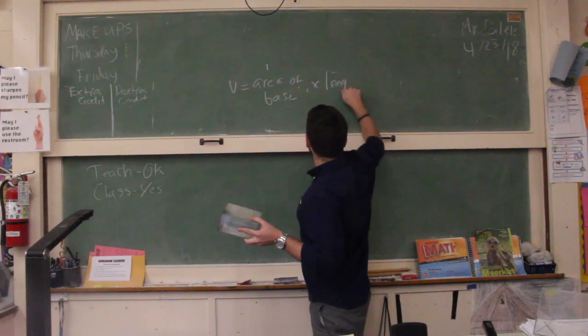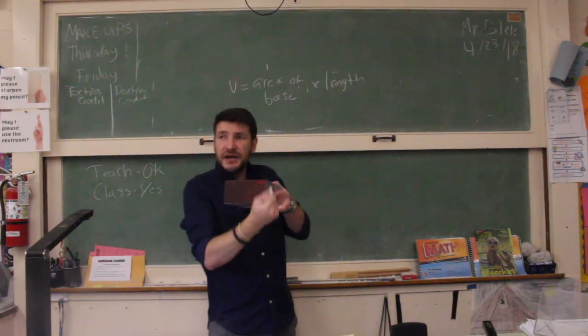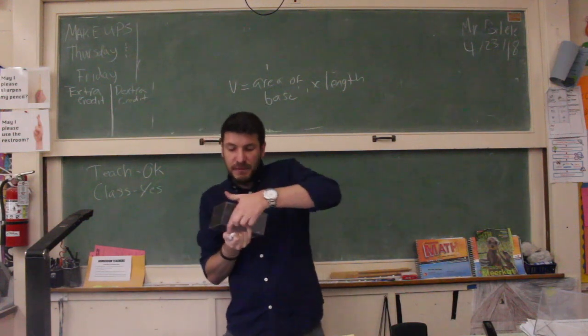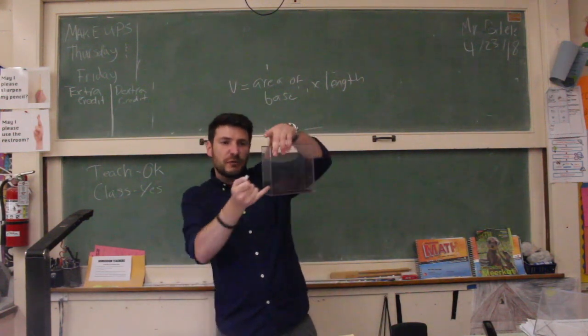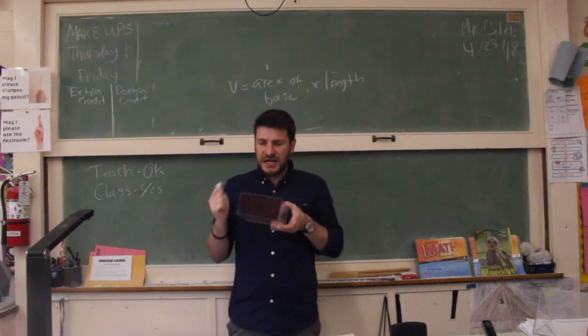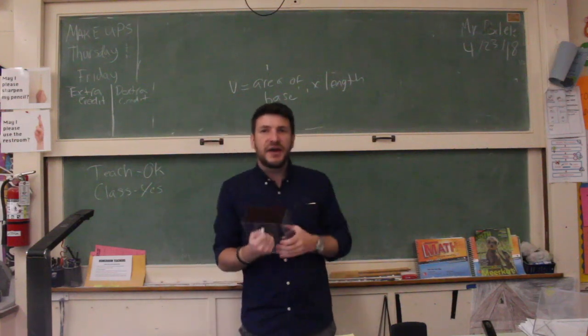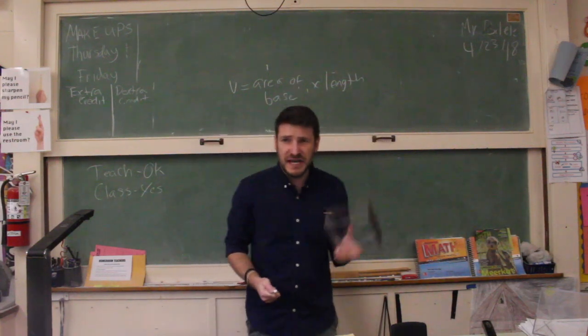Now, in different classes, this is defined as different things. If I hold it like this, here's my area, and then we're going to multiply it by the length. But what if I hold it like this? Then we're multiplying it by what looks like the height. So we can call it different things, as long as you understand you multiply the area of this side times this side right here. So that's volume of a rectangular prism.